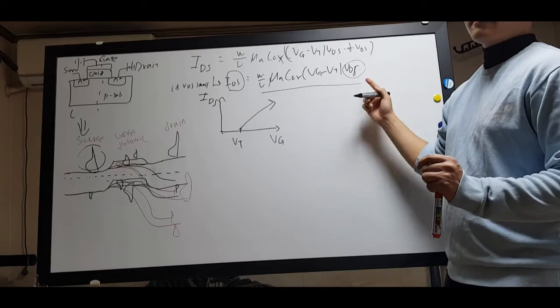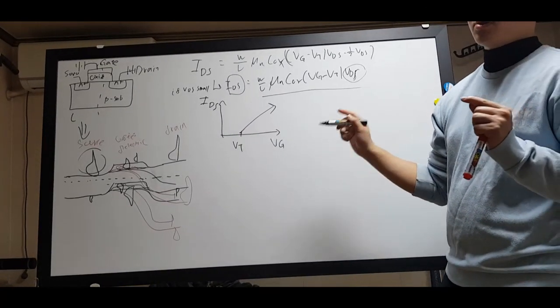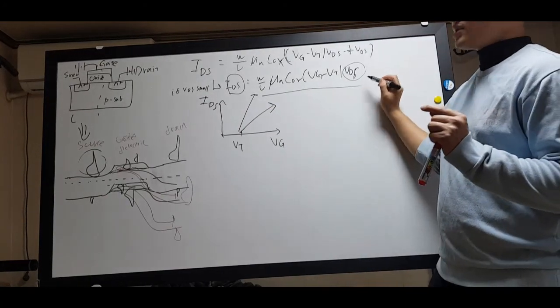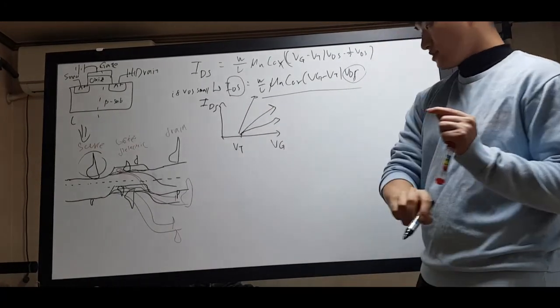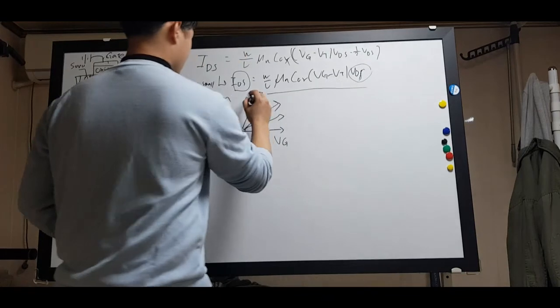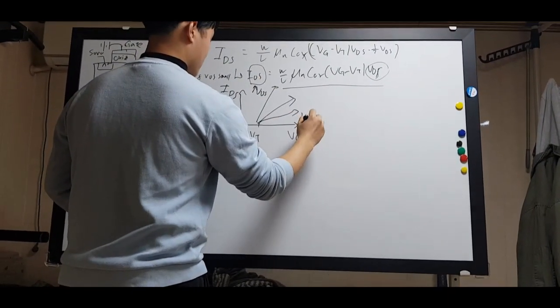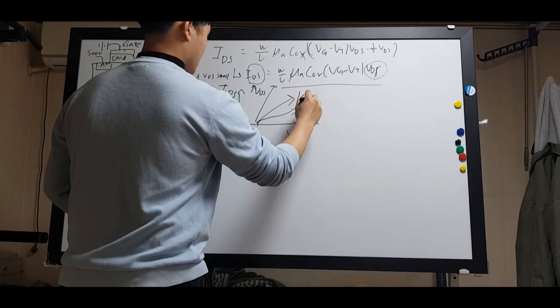So if the voltage from drain to source is larger and larger, the slope will be steeper, and if it is smaller, then it will be scaled down. Like this, okay.